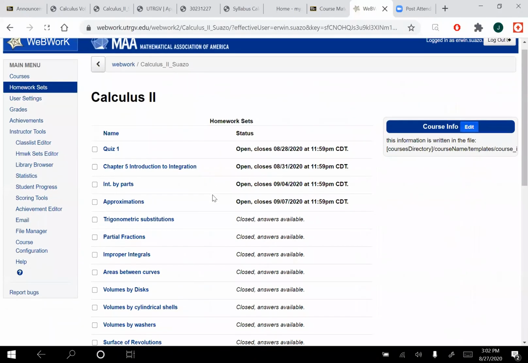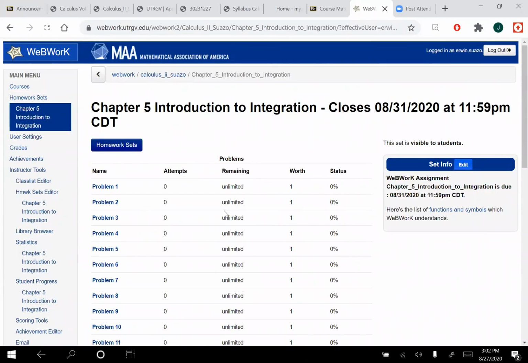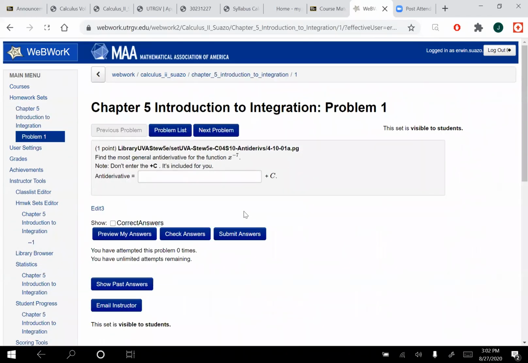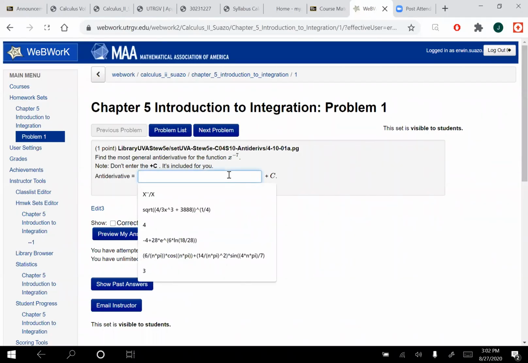So okay, so let's see. We do integration. So the problem one is easy. So what is the antiderivative of x to the minus 7? What do you guys say?